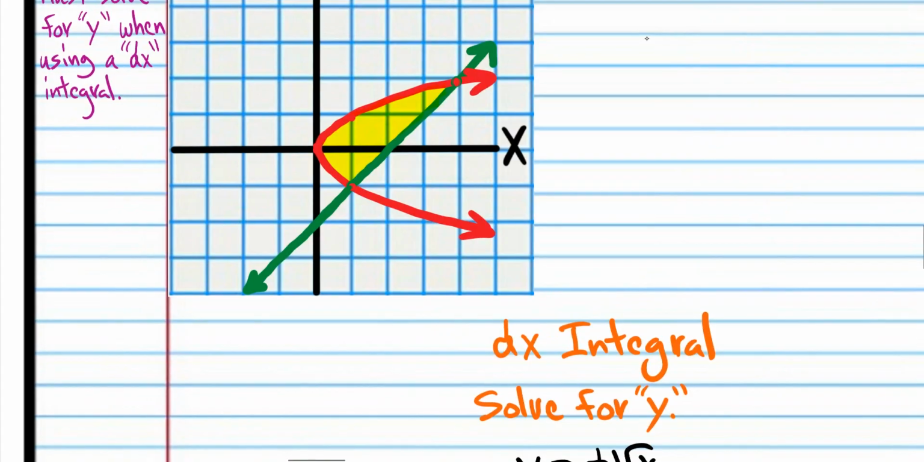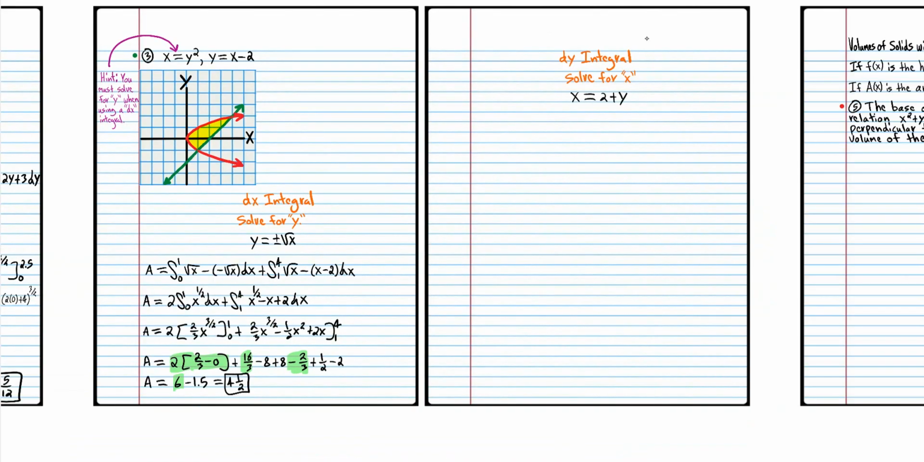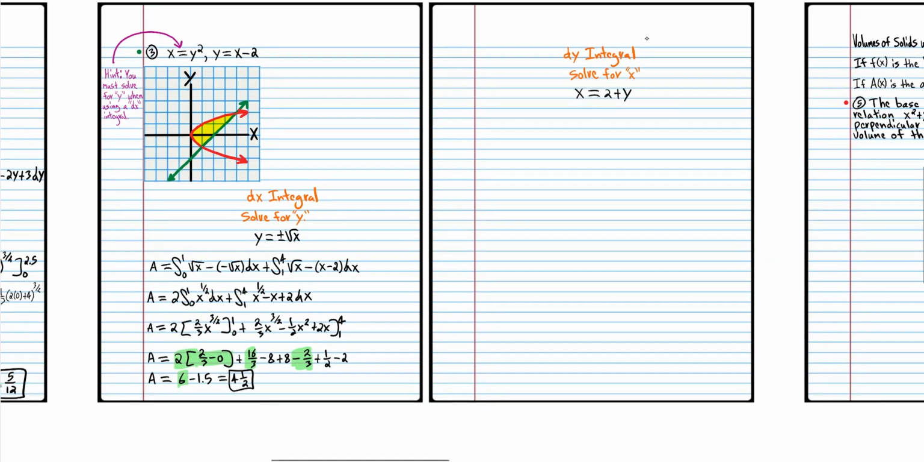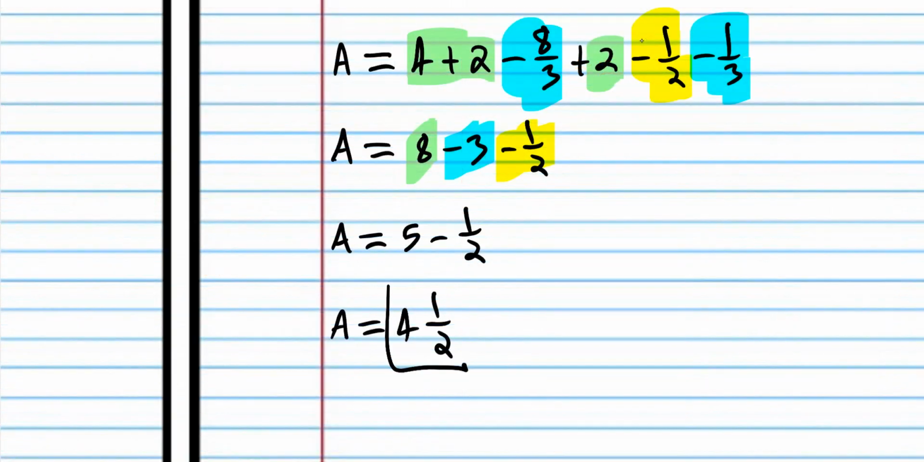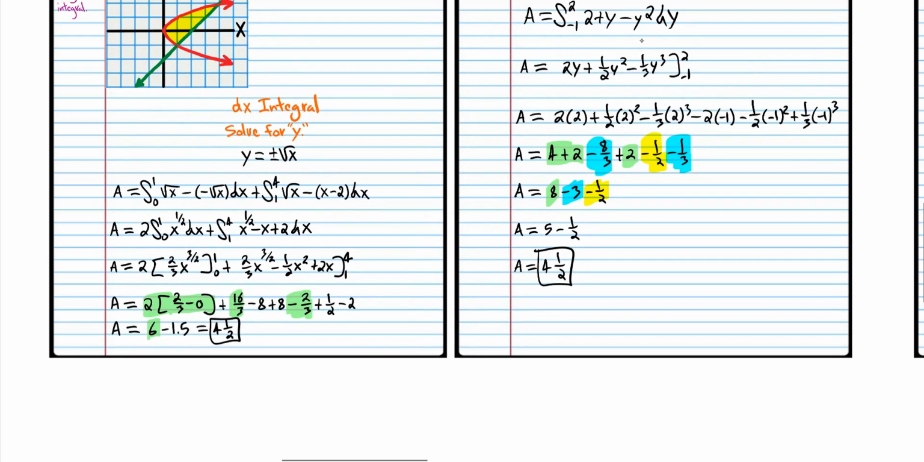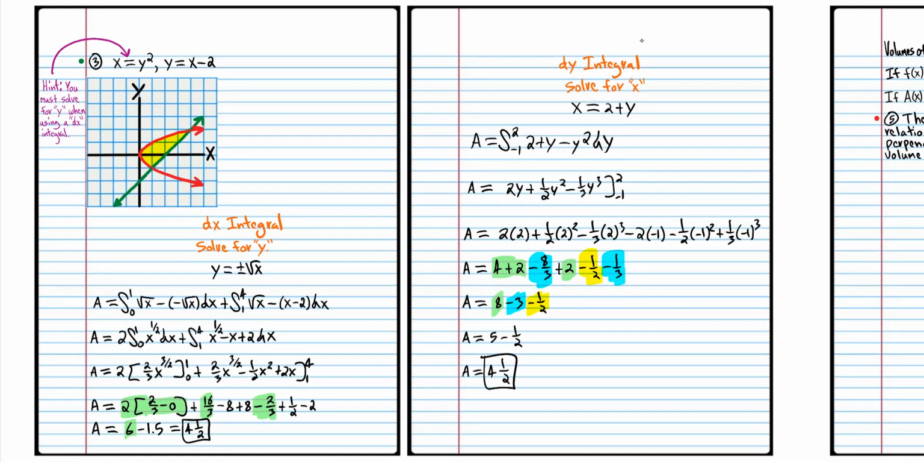So go ahead and try your dy integral. You're going to integrate from y equals -1 to y equals 2. So see what you can do. When you come back, we'll do it together. Okay, we're back. So we got the same answer. So if you got 4 1/2, good. If you made a mistake, just go back and figure out what you did wrong.